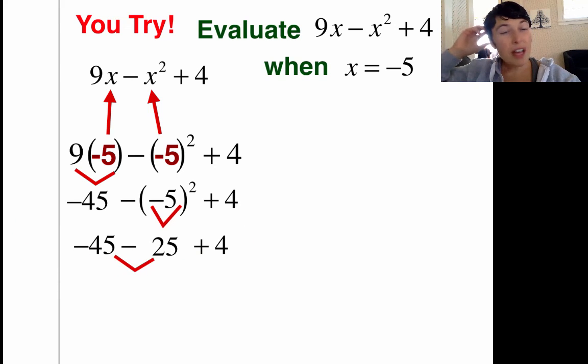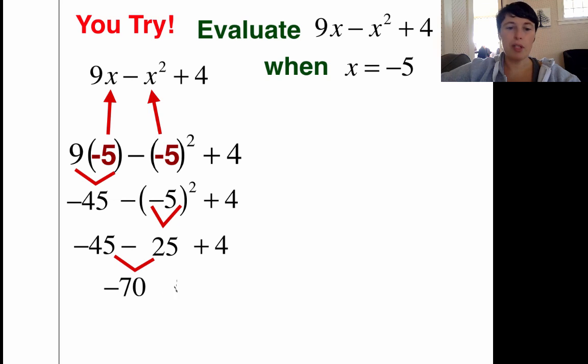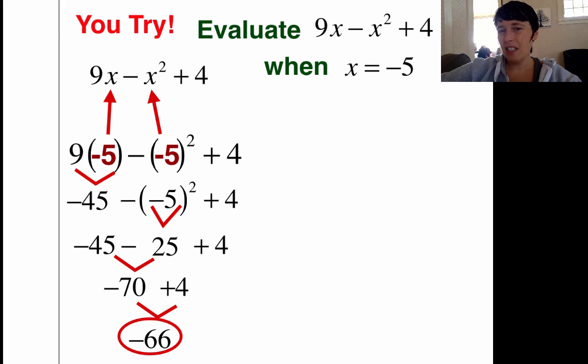Well, negative 45 take away 25, you can KCC it, keep, change, change, is like negative 45 plus negative 25. Same signs, add and keep. That'd be negative 70 plus 4. Combine that together, that's negative 66. So your solution is negative 66. Hopefully that's the same thing you got. If not, see if you can find where your mistake was. See if you can kind of pinpoint that error.